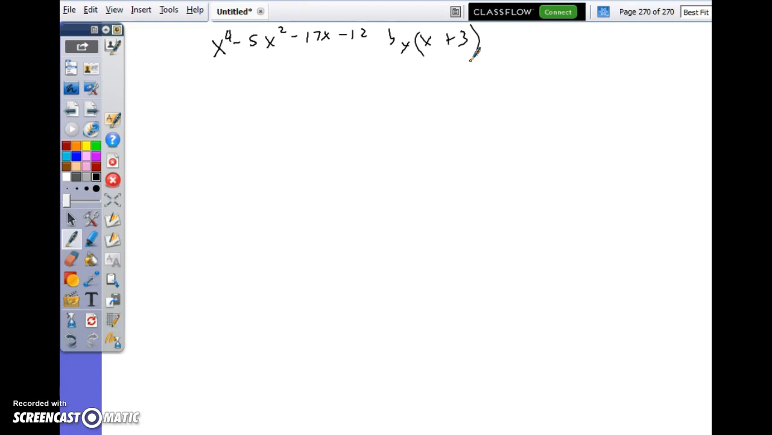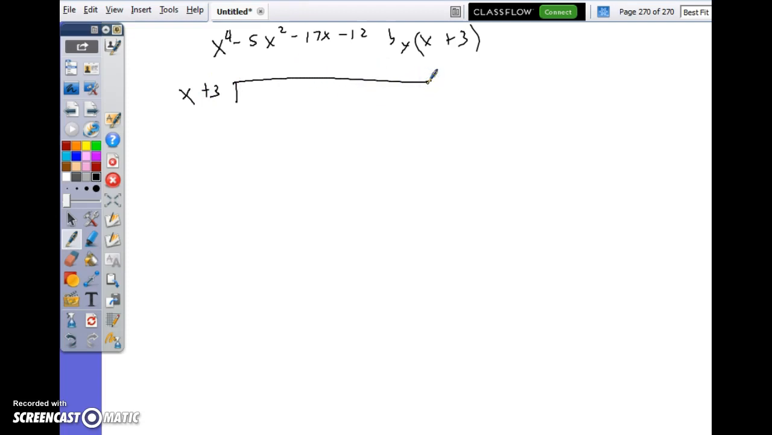That's why we're going to do this well. And for x to the fourth in particular, you don't have another tool. This is it. This is the one tool that you'll get. So I'm going to start doing this and divide by x plus 3. I'm going to write it just like we did long division over there.